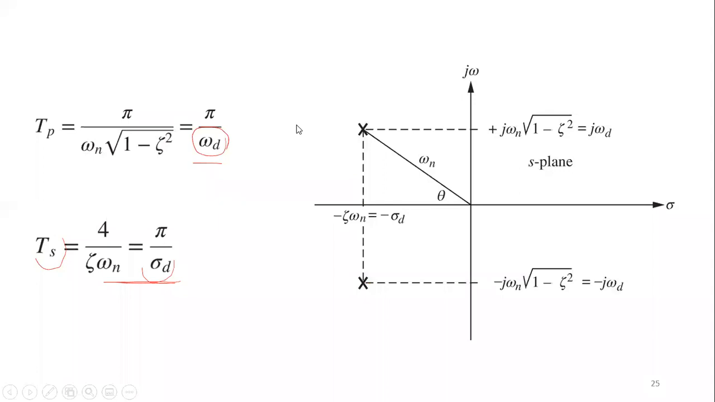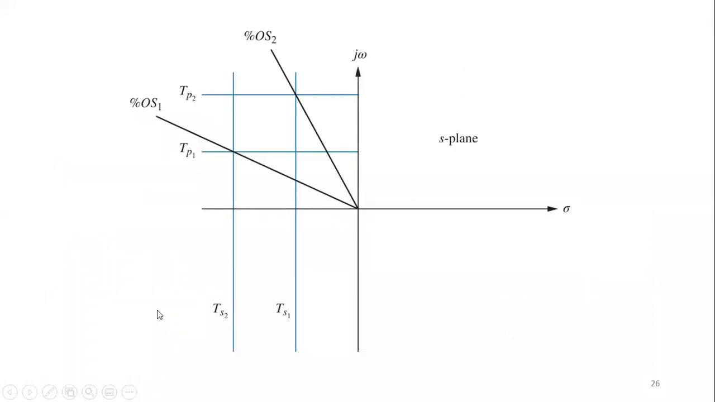So what it's saying here is that the information you are given is only the pole location. From this location, you can estimate the peak time and also the settling time. So that's what it's saying for this slide. Okay, so far so good.